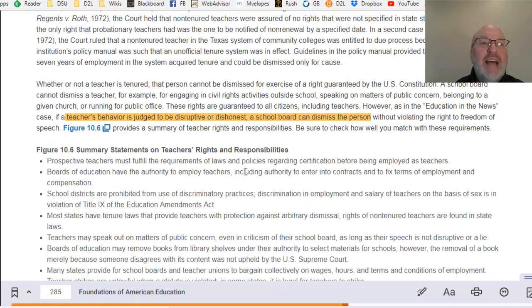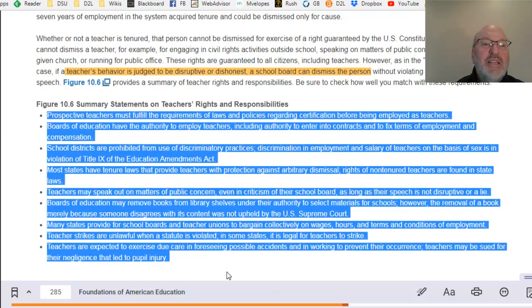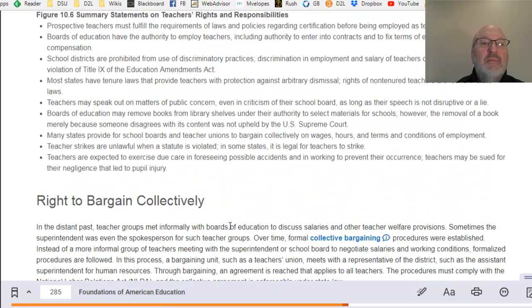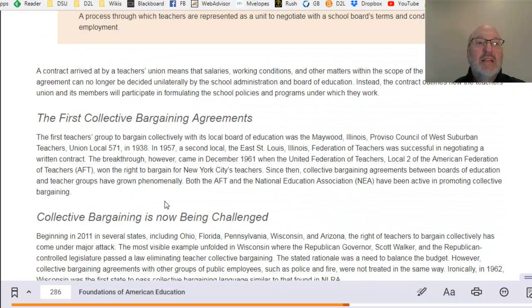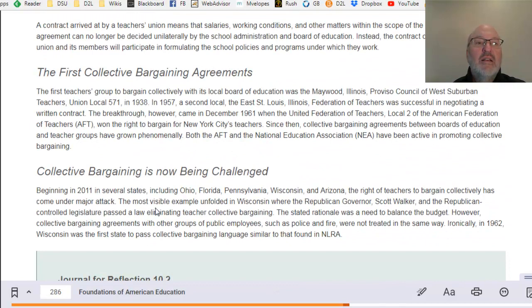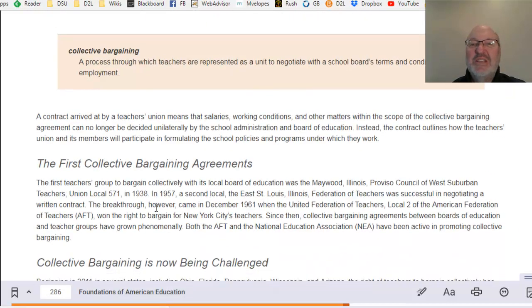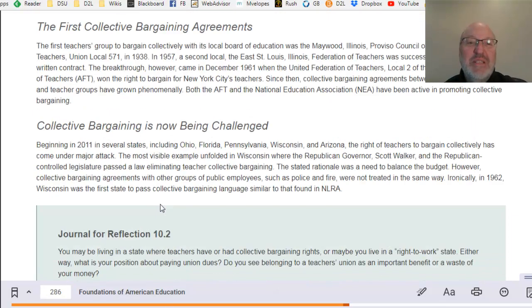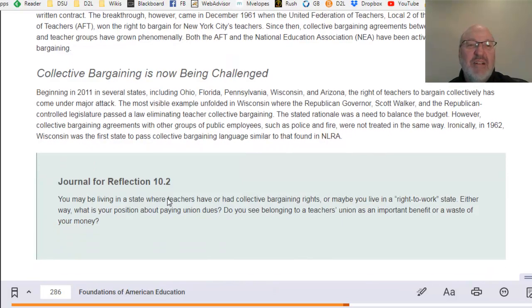Okay, so that's non-tenured. And then the statement of teachers' rights and responsibilities, please read this. And then collective bargaining, you get to write about that here and address this in several places. Interesting, again, these authors really take some weird shots at groups and people here. You're right, I don't like these authors. I think they're very biased.